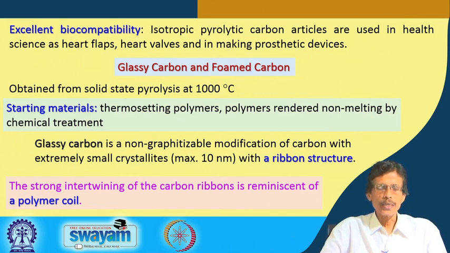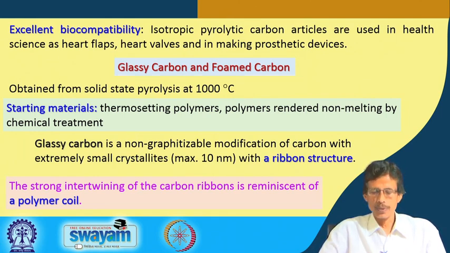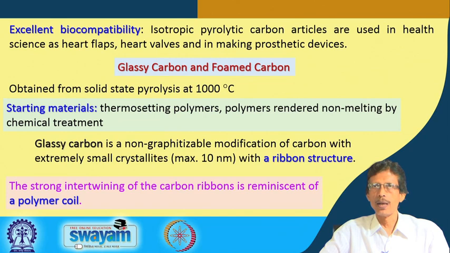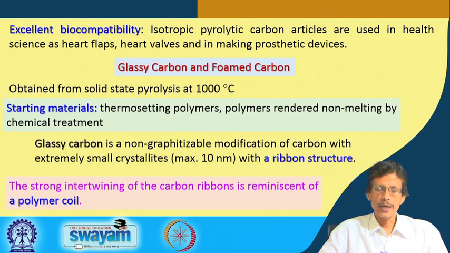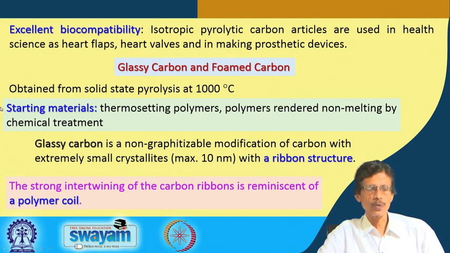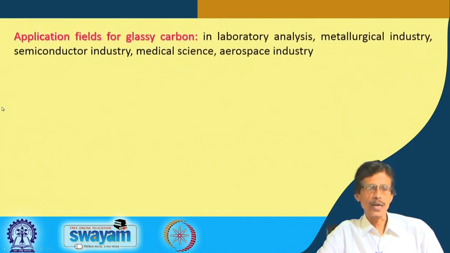And then there is strong intertwining of the carbon ribbons, the corresponding binding of those carbon ribbons. So, initially you have the ribbon structure, and then the intertwining of those ribbons is very much similar to the formation of a polymer coil. It is not that polymer coil, because the polymer is completely different, it is the carbon now. So, carbon particles are attached, giving you a corresponding ribbon structure, and the particular winding of this ribbon structure can give you the polymer coil type structure.